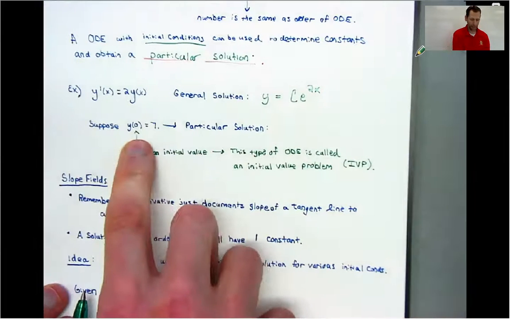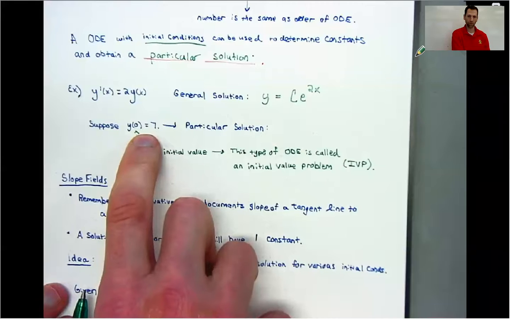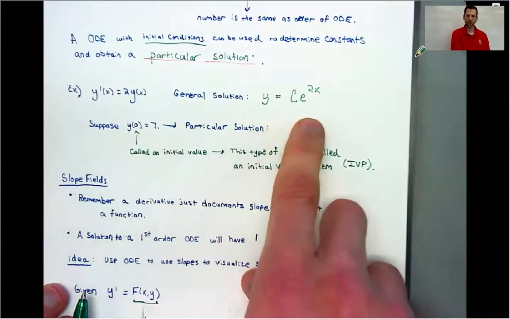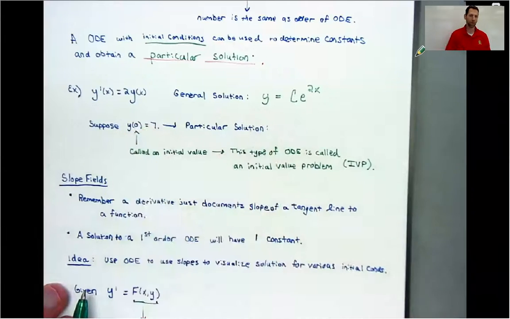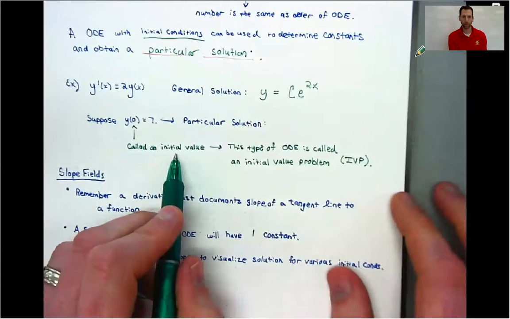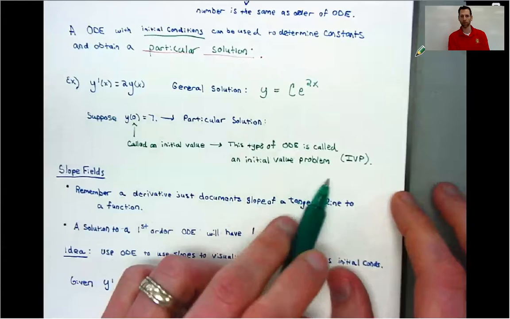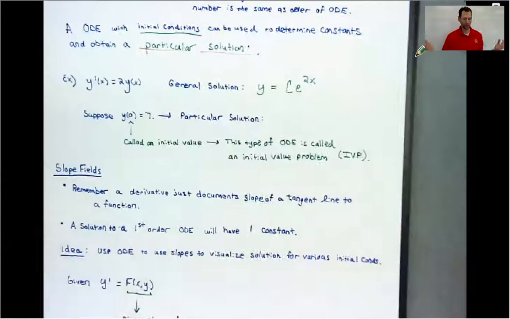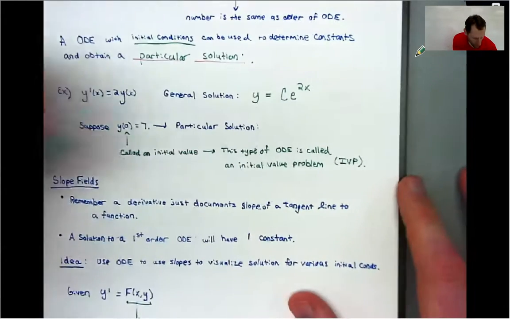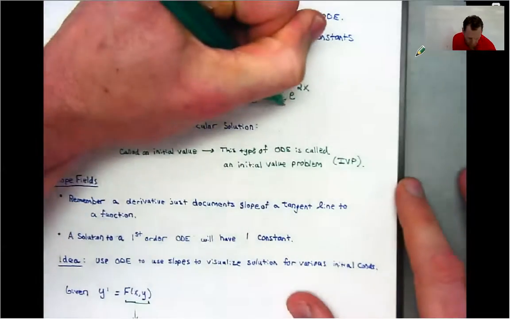Okay, suppose y of 0 is equal to 7. Suppose this function actually passed through the location y of 0 equal to 7. That's an initial value. So we often would call this differential equation an initial value problem. So another TLA, IVP. But we could use this to determine that C value.